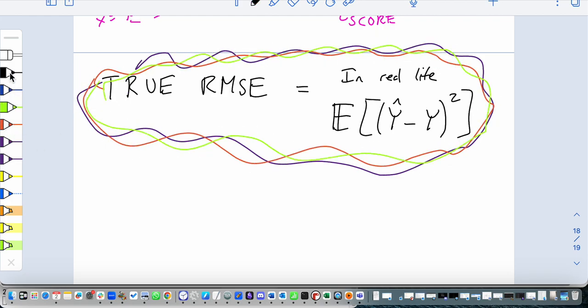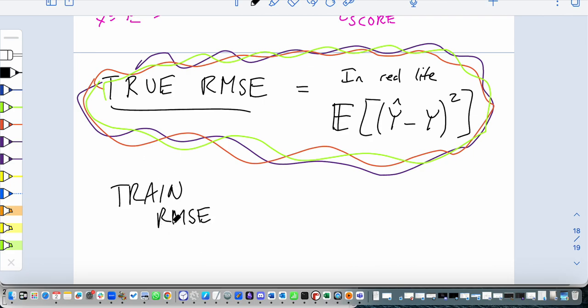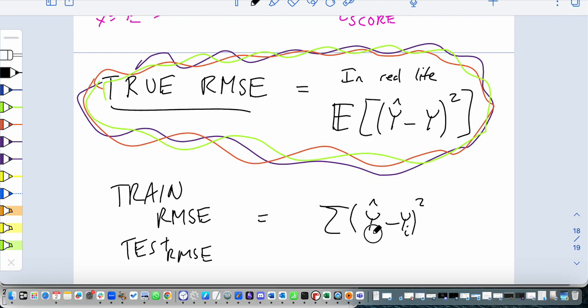And the boring thing that we do instead, since we cannot measure the true RMSE, is we do either the training RMSE or the test RMSE. But either way, we just have some finite sample, which is the sum of (y hat minus y) squared, averaged over our data set. Right? And we can't do this one. We just hope that this one is close to that one. That's exactly what's going on in our data science course.